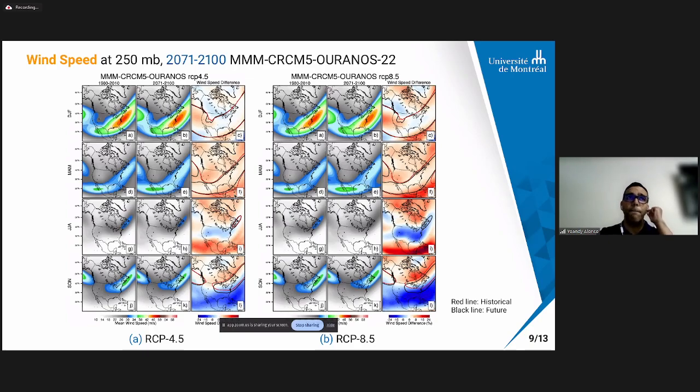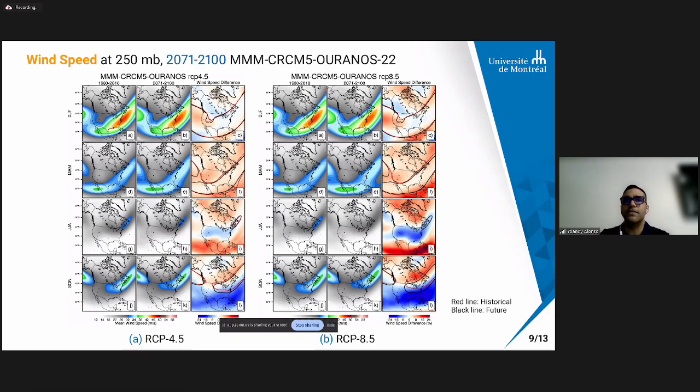And we can see that during the fall, there is a shift to the south, with a decreasing tendency: the wind speed in the south decreases. This is the blue color. And for the RCP 8.5, we see more or less the same situation. The decrease in wind speed is a little bit greater in this case.